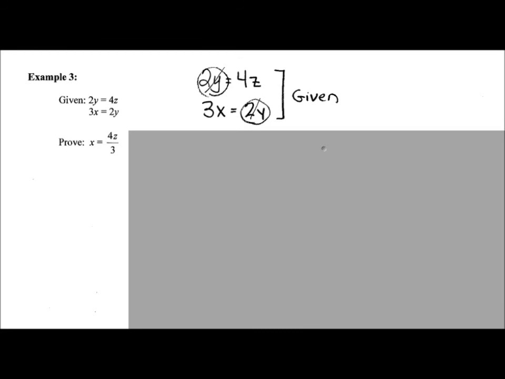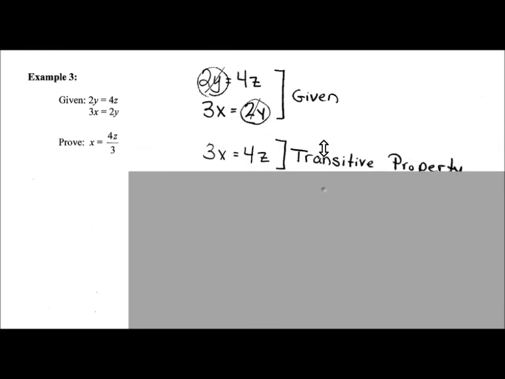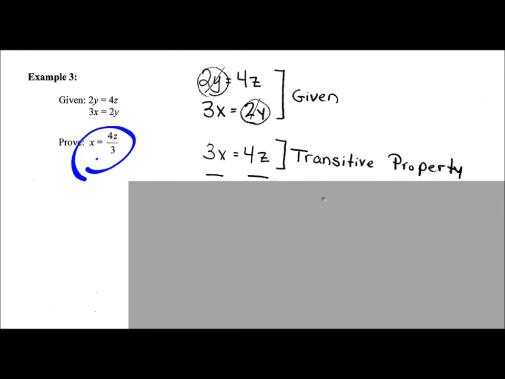And so I think what I'll do is state that 3x equals 4z, by the transitive property. You could have said substitution property, and that would be fine also. Now, when I look at my proof, it looks like what they want me to do is end up with this. X has to be all by itself on one side. So let's do that. Looks like I'll have to divide both sides by 3 to get x alone.